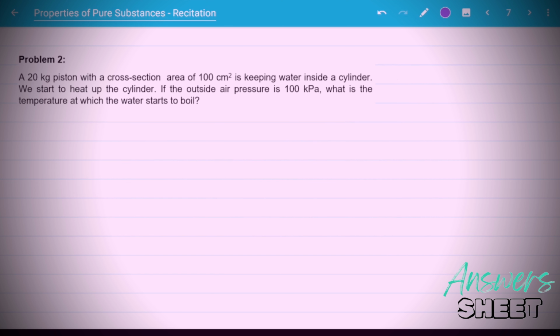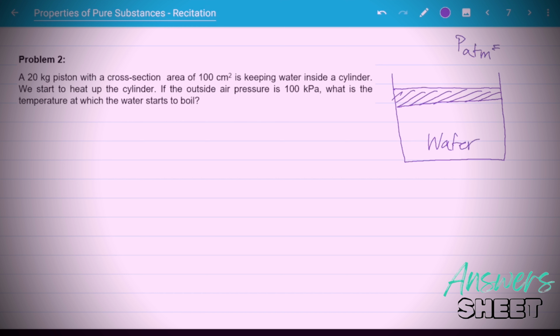All right, problem 2. Let's take a look at our problem. I'm going to draw a schematic. So we have this system. This is the piston, and we have water inside. Outside air, or the atmosphere pressure, is 100 kilopascals, and this piston itself is 20 kilograms. Now, what is the pressure that the water is feeling? Let's call it the pressure of water, PW.